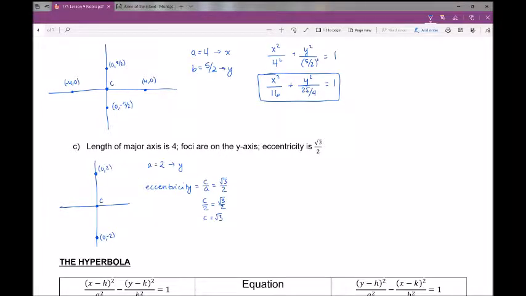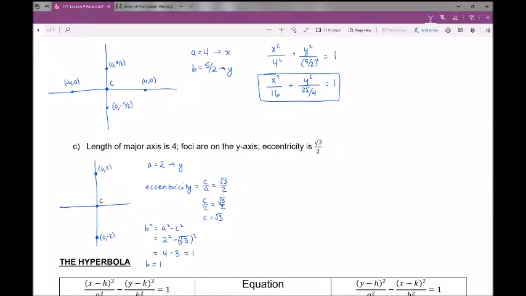So we know our variable c, and now we can find our variable b. b squared is equal to a squared minus c squared, and we know that a is 2. So we have 2 squared minus √3 squared, and that's going to be 4 minus 3, which is 1. So we know that b is 1. Now we have enough to write our equation.